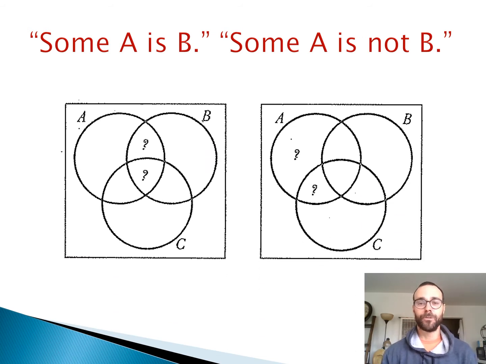Now, when it comes to the particulars, using the words "some A is B," here we can't necessarily just put a question mark or a check mark in the middle section because there are two sections where A and B overlap. And so you'll have to put a question mark in each section because we don't know where this thing is. Or if I said "some A is not B," there are two sections of A with not B. So we need to put a question mark in both of those sections until we can narrow it down to get that check mark or the X mark.